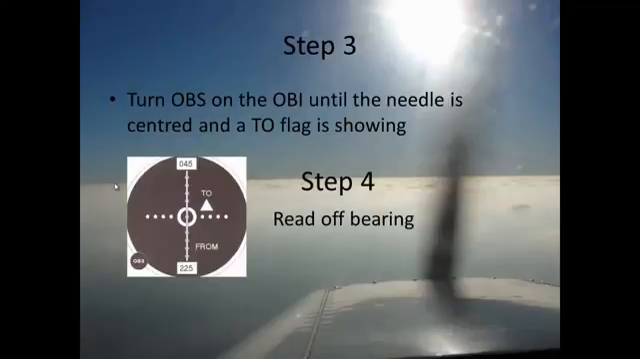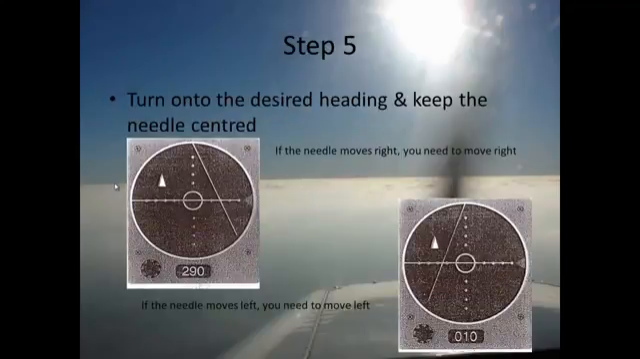If you're flying towards a VOR, it's very important that the to flag is showing, because on the instrument, the flag can either show to or it can show from. Very important that if you're flying to a VOR, make sure the to flag is showing. And keep turning the OBS dial until the needle is centered. Once the needle is stable and centered, read off the bearing given on the top of the dial and then turn the aircraft towards that bearing.